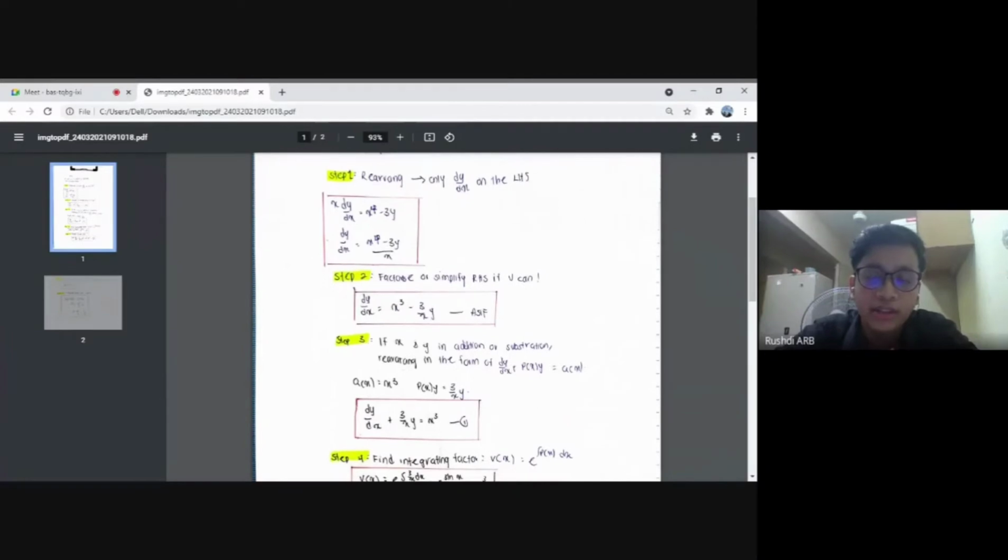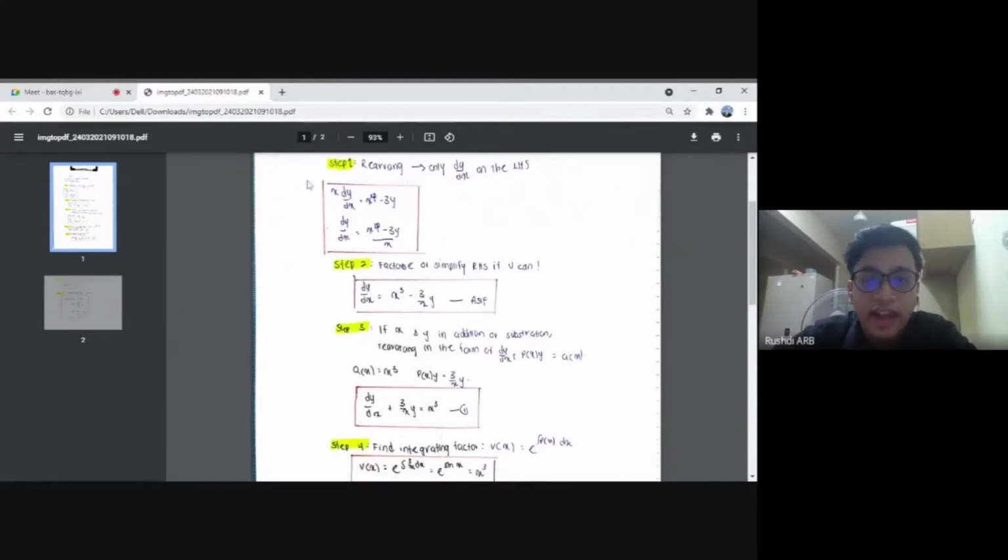We rearrange, so we must let dy/dx be alone on the left hand side. So for the example, we have x dy/dx equals x to the power of 4 minus 3y, and then we rearrange, we bring the x to the right hand side and we will get dy over dx equals (x to the power of 4 minus 3y) over x.